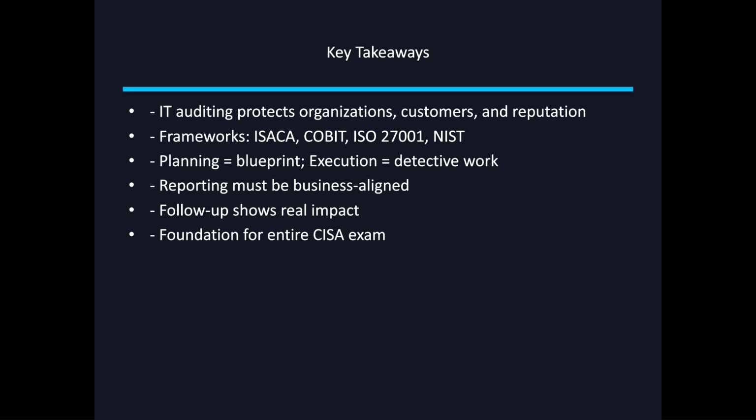Then planning is a kind of blueprint of an audit, from where the audit actually starts, and execution is more of evidence gathering and control testing. Then comes the reporting, which should be aligned with the business objectives as well. And follow-up shows the real impact, whether the risk identified has been mitigated and what the new or emerging risks are.